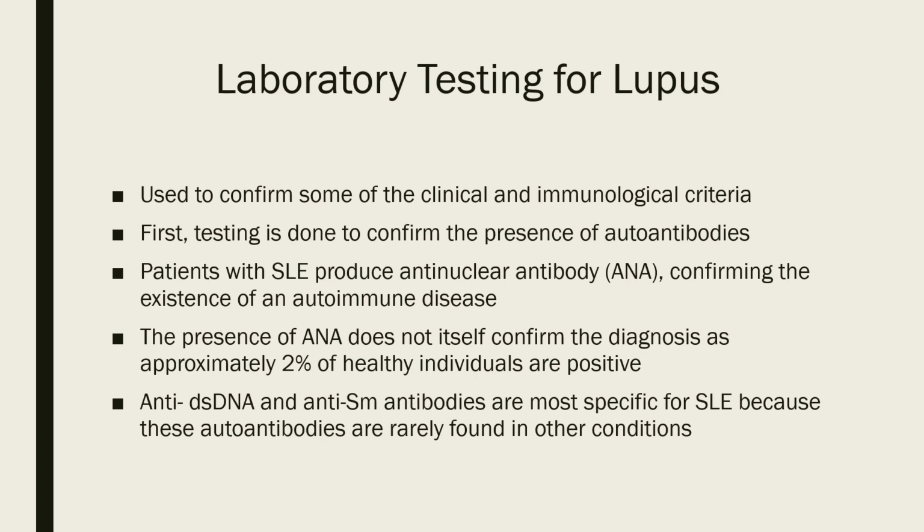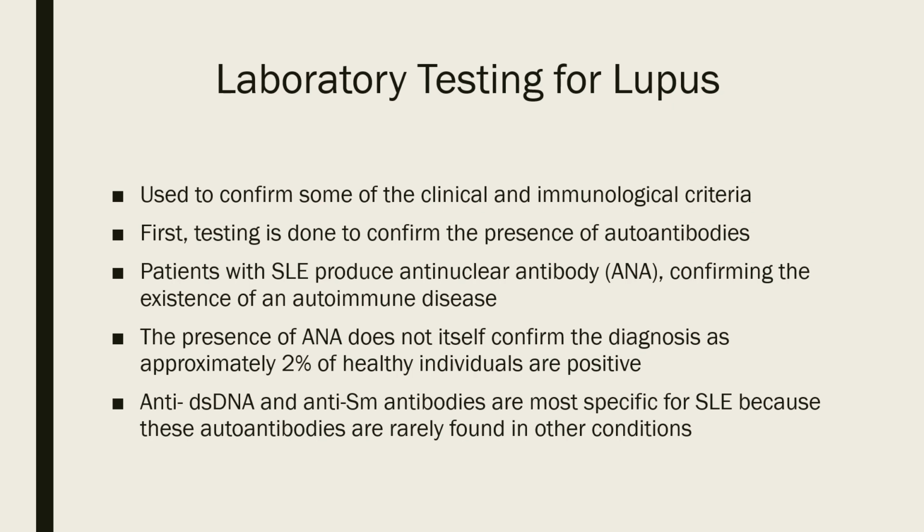So, laboratory testing will be used to confirm some of the clinical and immunological criteria. So, first, testing is done to confirm the presence of the autoantibodies. Patients with SLE will produce anti-nuclear antibody, ANA, confirming the existence of an autoimmune disease. So the presence of an ANA does not itself confirm the diagnosis, as approximately 2% of healthy individuals are also going to test positive.